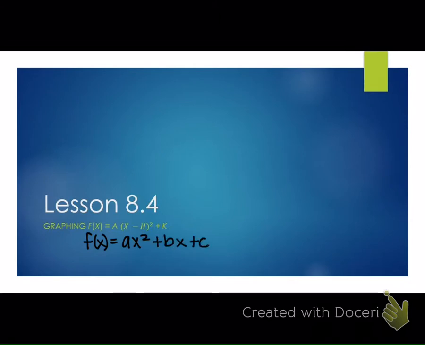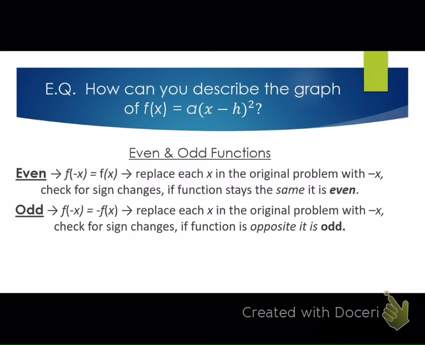Now, we can see that is very different from the form that we're going to look at today, but I need you to understand they're both quadratic functions. They're just in different forms. So the essential question today is, how can you describe the graph of f of x equals a times x minus h squared?